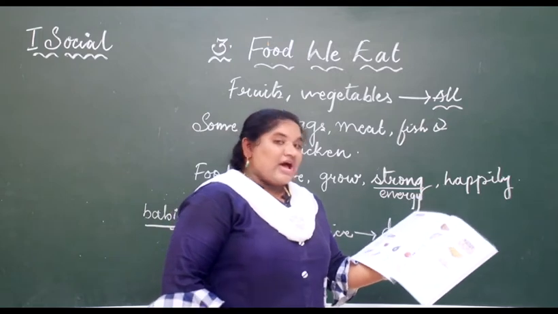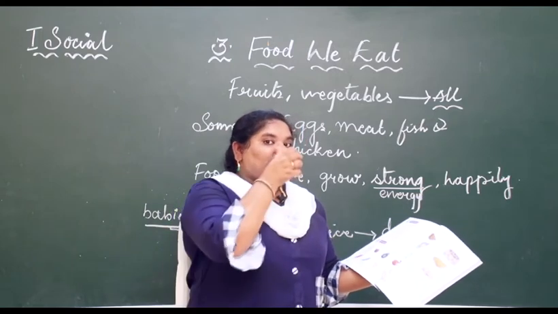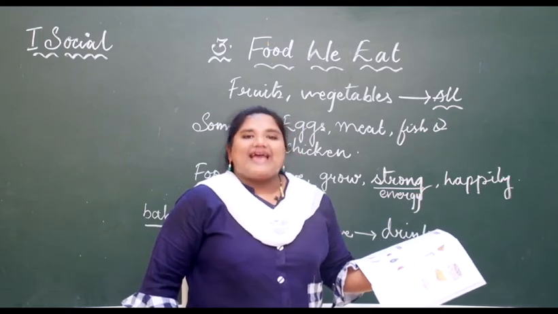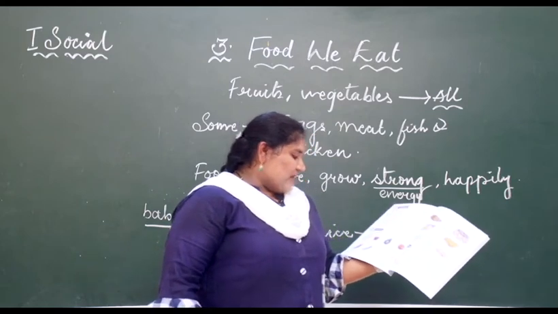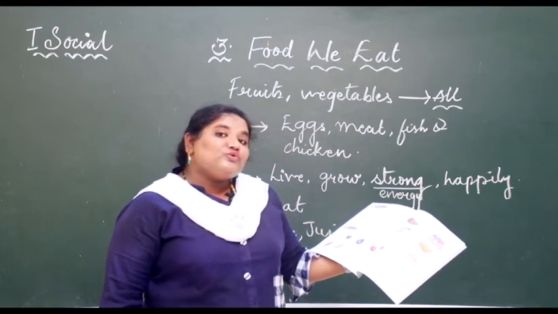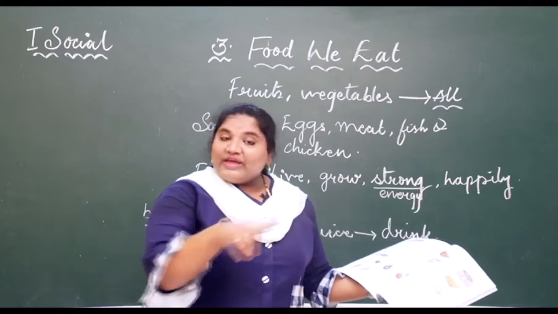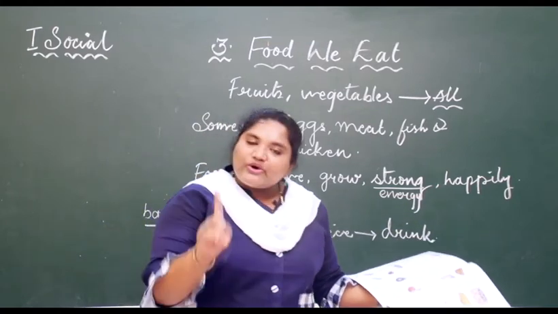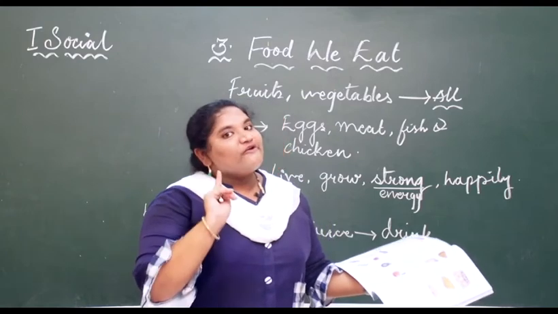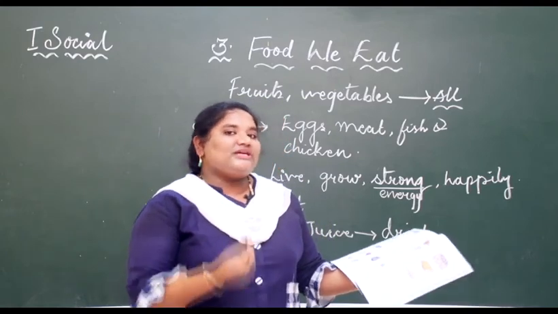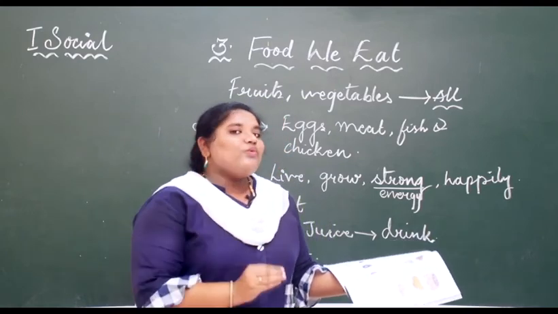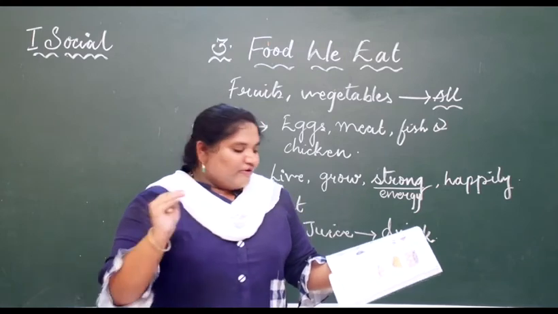Next comes our friend Chinky's favorite food. What is it? Carrot. It's in orange color. Is it a vegetable or a fruit? Yes, it's a vegetable, and some of you who have said it's also a fruit are also correct. Why? Because we eat it raw. So it's a vegetable as well as a fruit.